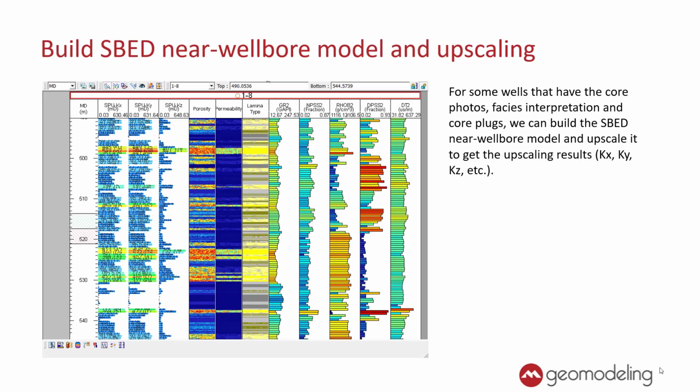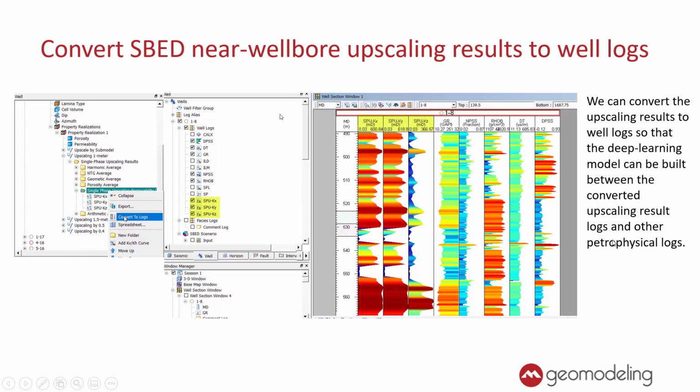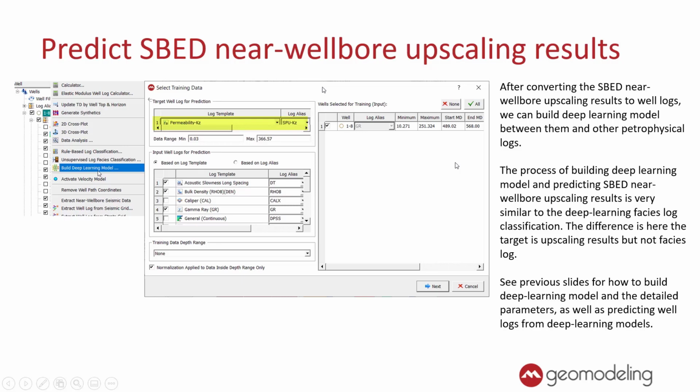For some wells that have the core photos, facies interpretation, and core plugs, we can build the SBED near-wellbore model and upscale it to get the upscaling results, Kx, Ky, and Kz. Then we can convert the upscaling results to well logs so that the deep learning model can be built between the converted upscaling result logs and the other petrophysical logs.